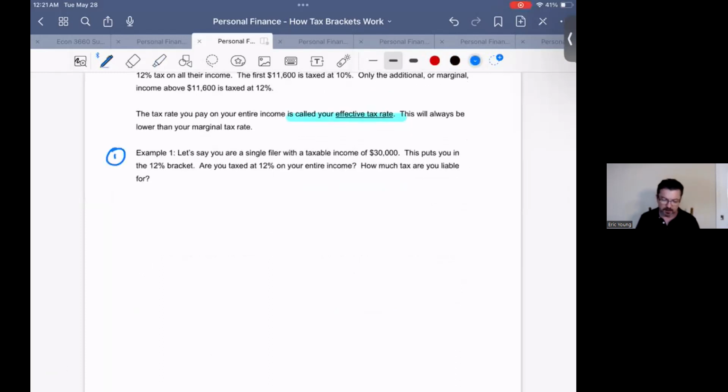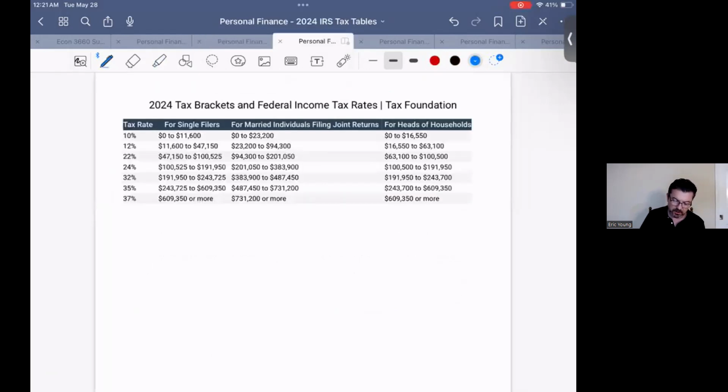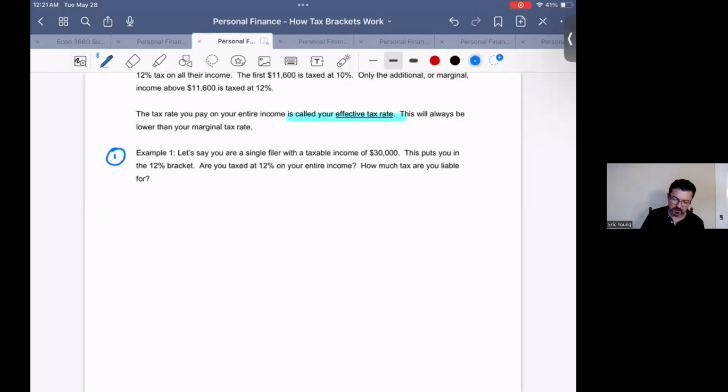You're a single filer, you have an income of $30,000. So single and 30,000 puts you right in here. So obviously, you're in the 12% bracket. Now the question is, are you taxed at 12% on your whole income? And the answer is no. Instead, it looks something like this.